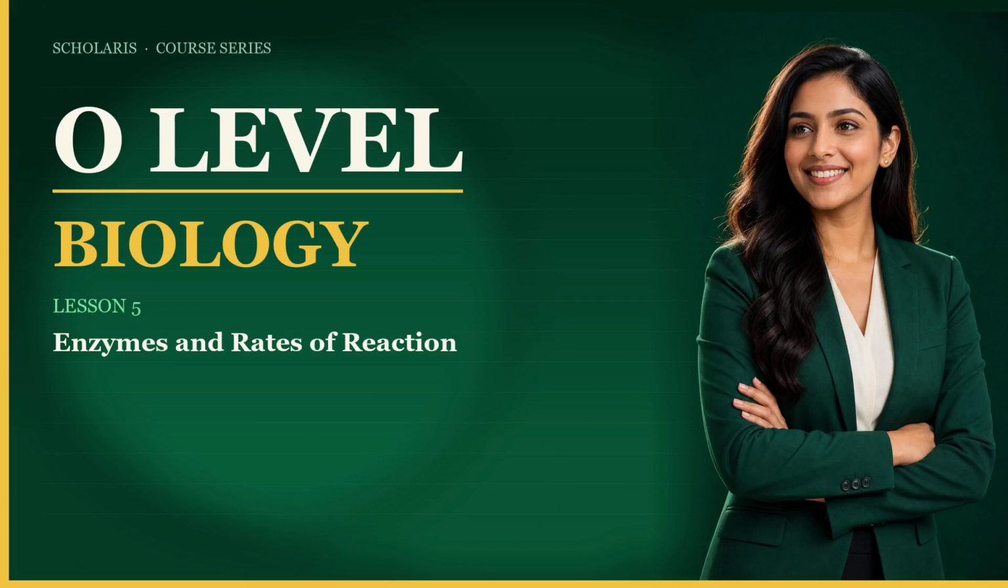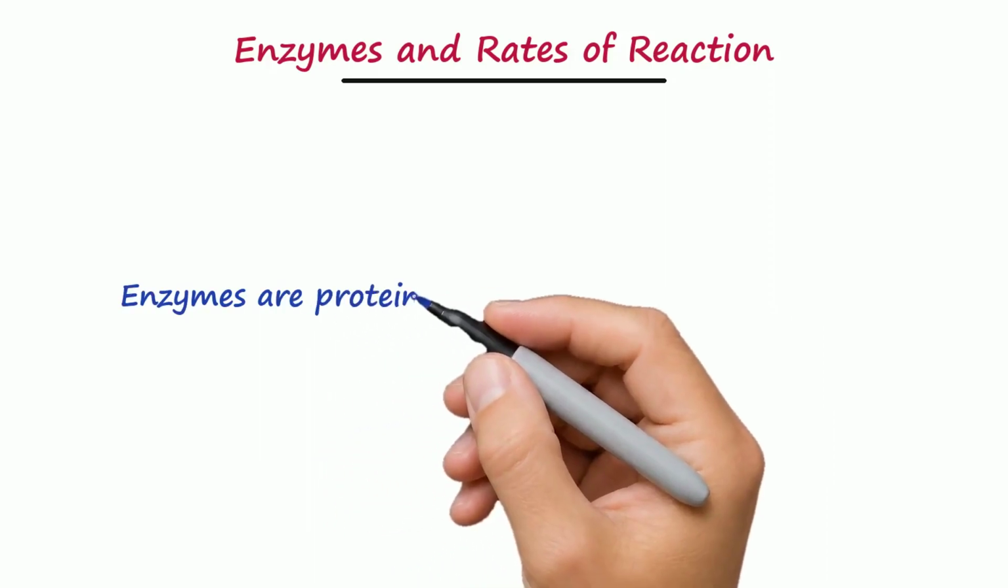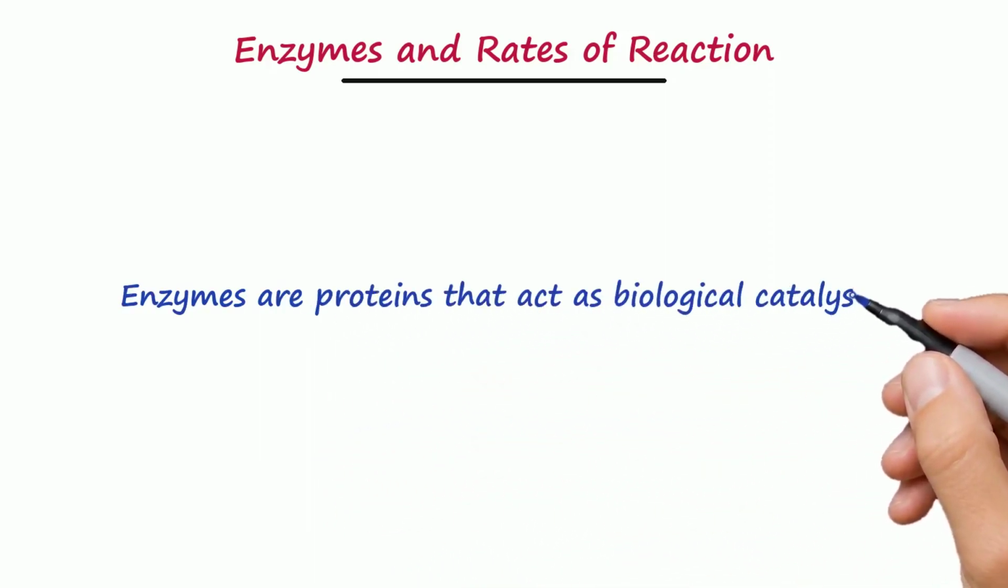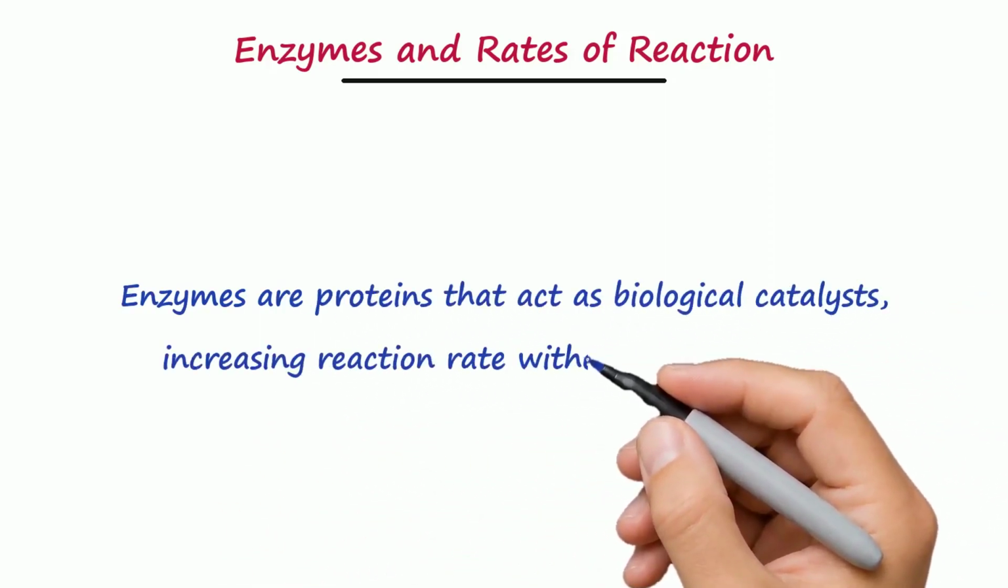Let's get into O-level biology. Lesson 5 is enzymes and rates of reaction. Enzymes are proteins that act as biological catalysts, increasing reaction rate without being used up.